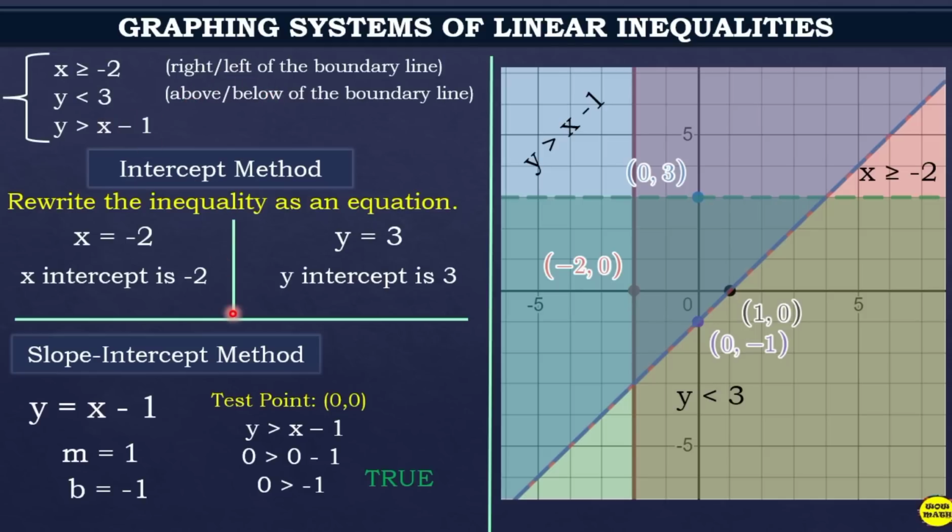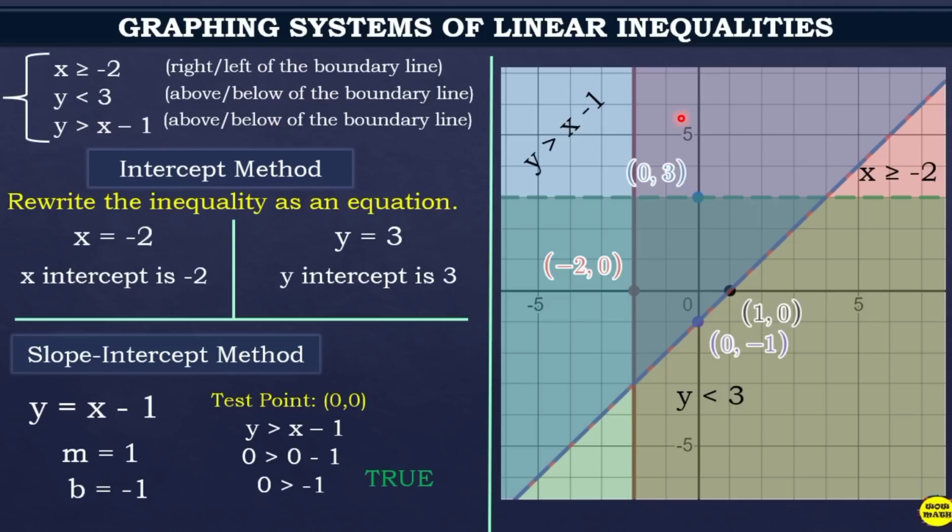So, dito, paano mo naman malalaman kung above or below siya? Kapag dalawa ang variables mo, make sure na isa lang dapat ang variable na nasa left side. Paano malalaman? Since ito ay greater than, ganun din. Kapag greater than, ibig sabihin above. Kapag less than ito or less than or equal, below.